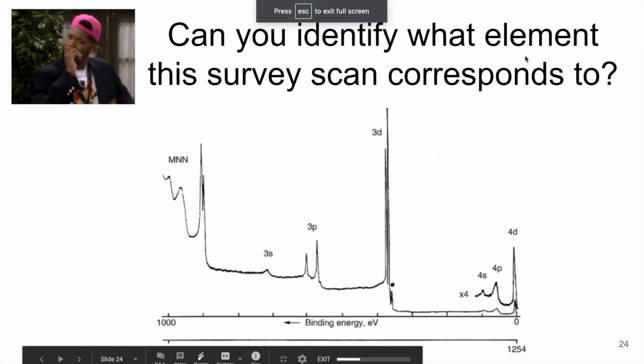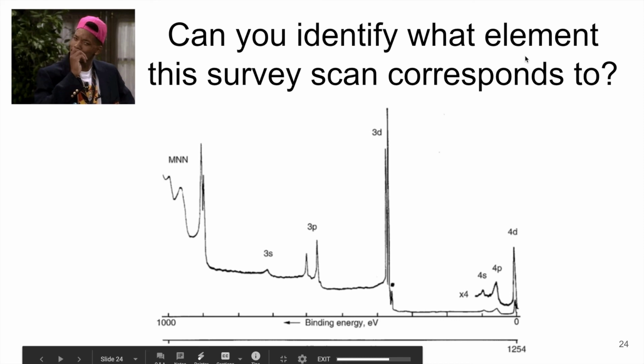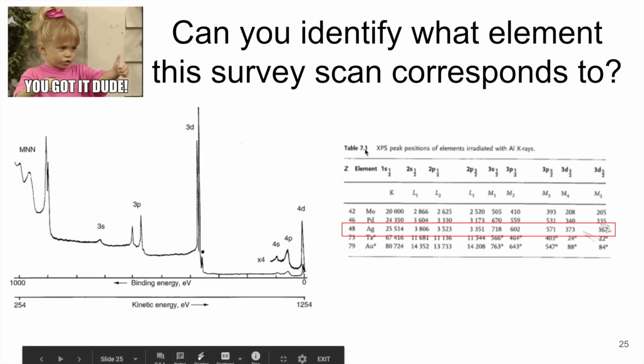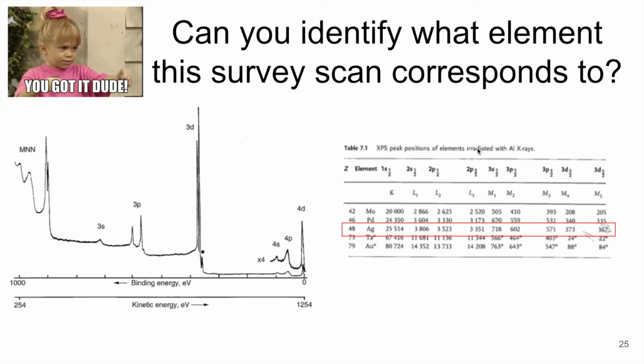All right, so now that you've had a chance to examine the table in the book and see if you can identify the element shown here in this XPS spectra. So again, binding energy goes up. Let's take a look at what we've got. So this is table 7.1. It's the XPS positions of the elements irradiated with aluminum X-rays. So these are all in eV, electron volts.